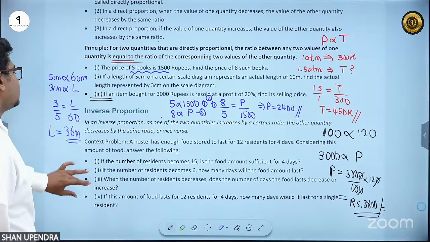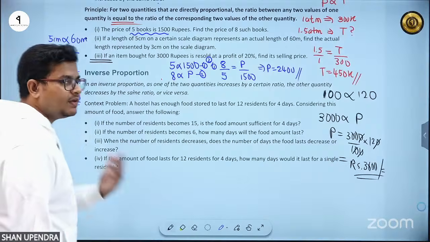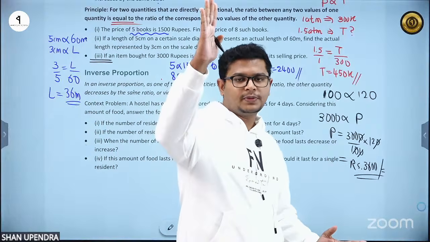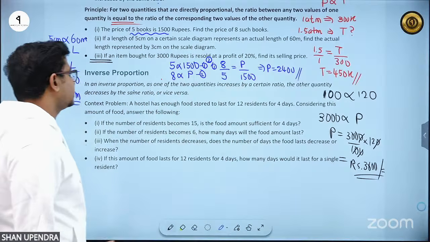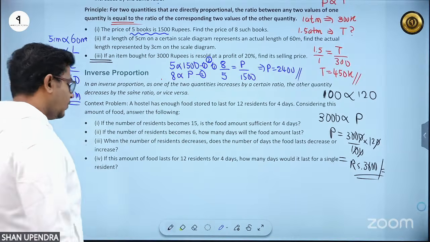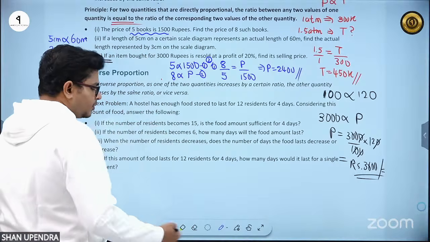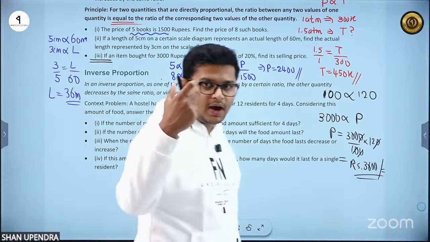Now let's move to the inverse proportion. Inverse means it's the other way around. If you try to increase one property, the other property will be reduced. That is inverse proportional. We can represent inverse proportion using the same directly proportional mark.